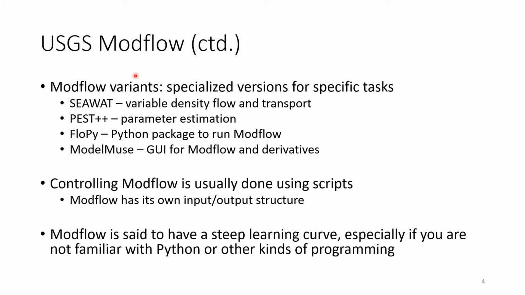All right. So the most prominent versions you might be interested in, for example, is Seawat. This is made for seawater intrusion modeling. It has variable density flow and transport. That is what you need if you want to model seawater and freshwater interaction. There is a version called PEST++. PEST is a program which allows you parameter estimation. So you can run a lot of different simulations with different parameter settings and see which is the most representative for the situation you're looking at.